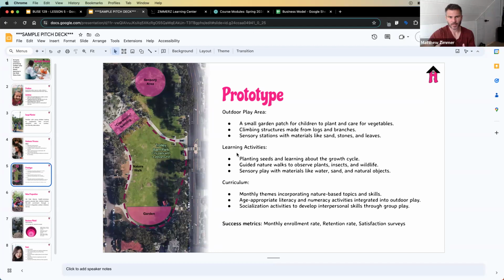And again, the prototype is really to give us a sense of where does the business sit? Where's the business going? Where is your business in the realm of progress? How far along are you, and what does your progress allow you to test?